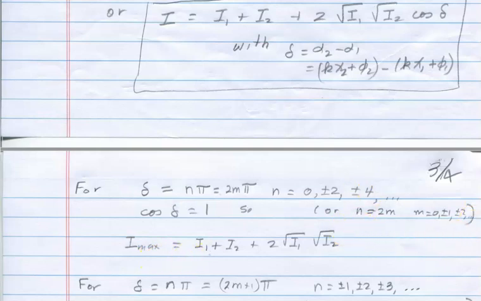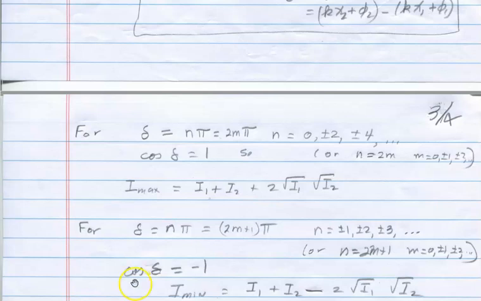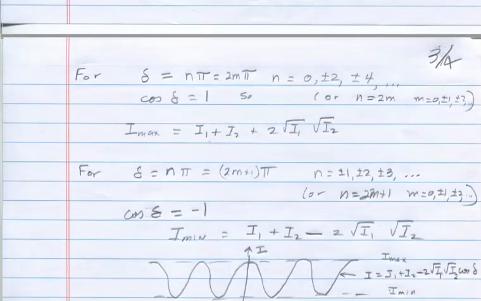This is one. Alternatively, you could look at the case where n is an odd, either positive or negative integer. And then again, you might write that n as 2m plus 1, where m could be any integer, and that'll make this odd. But whenever delta is an odd multiple of pi, you get the cosine of delta being negative 1. That's at 180 degrees basically.